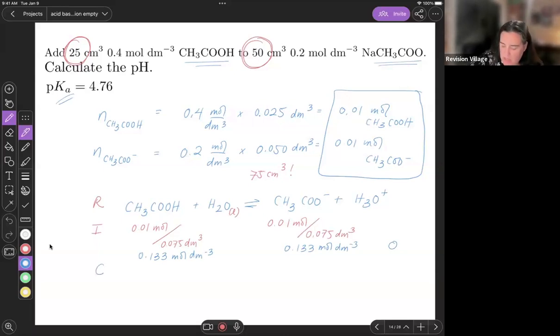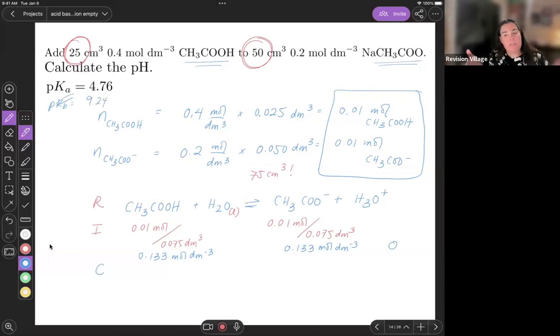Now the change, this reaction coming to equilibrium, is going to be that the acid is again going to hydrolyze. The reason that I believe that the acid is going to hydrolyze instead of trying to come up with something about the base is because the pKa is a relatively small number. The pKa is 4.76. That means that the pKb is 9.24. That means that the acid is stronger than the base.